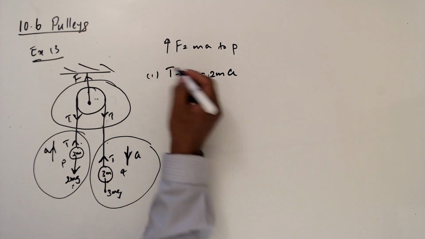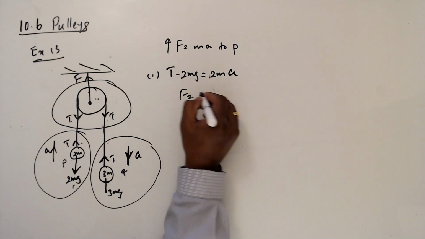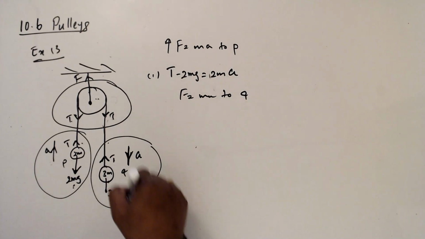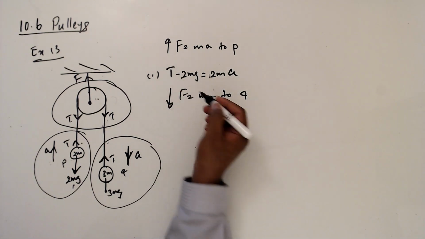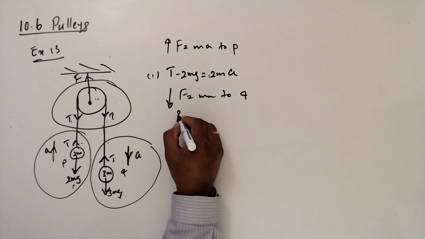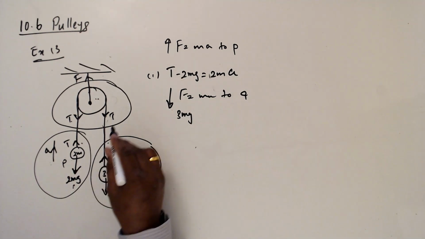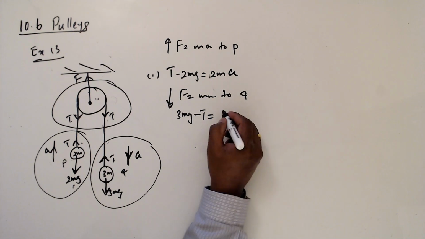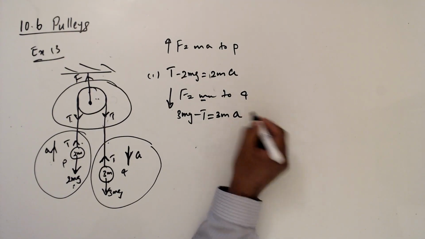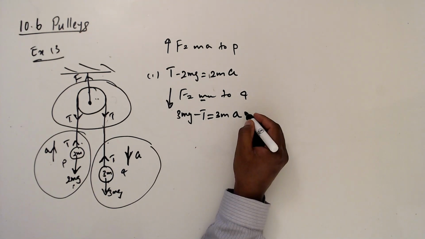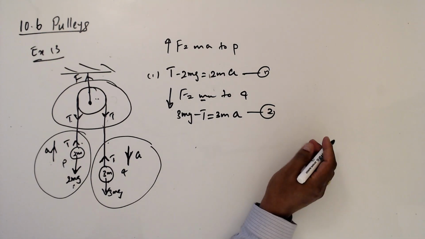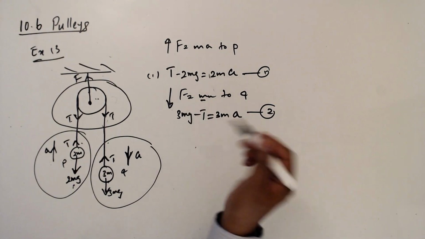And for particle Q, F equals ma. It is going downward, so I put the downward direction. So 3mg is positive, and T is the other way around, so it is negative. The mass is 3m times the acceleration a in this direction. So this is equation 1 and this is equation 2. Now find the acceleration.